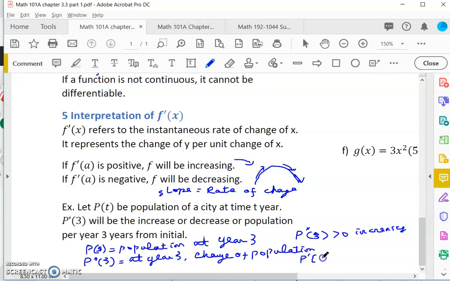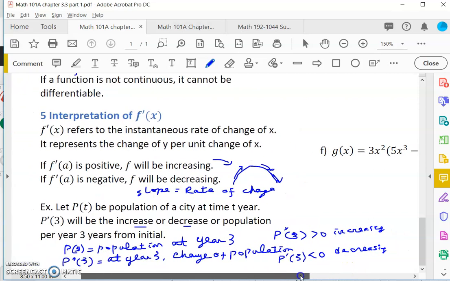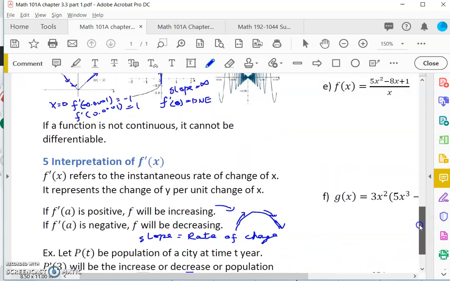But if P prime of 3, no matter what number it is, is negative, that means the population is going to be decreasing at that point. So you can look at the sign of P prime of 3 to see if the population will be increasing or decreasing. So that is the interpretation of f prime of x. It's a rate of change, and tells us whether f is increasing or decreasing. And that is the end of 3.2.